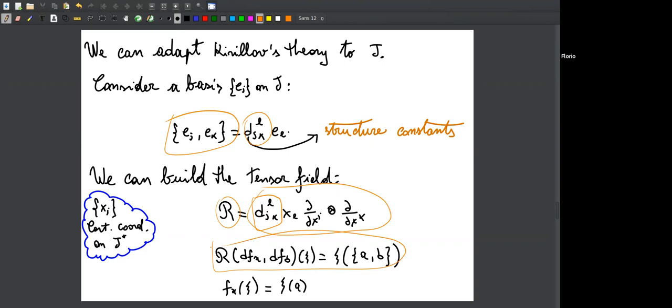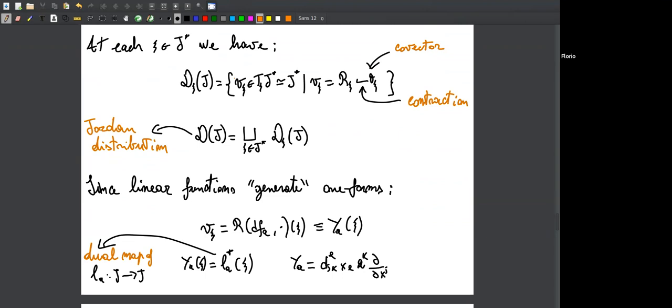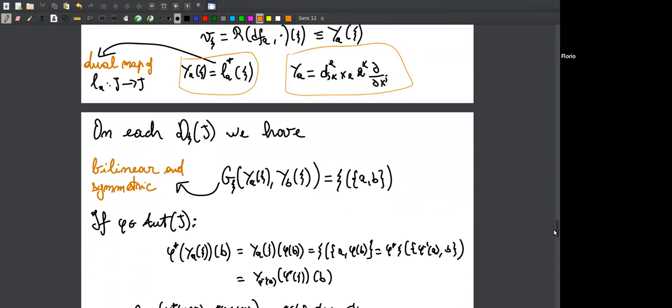And well, the tensor acts like this. So we can do everything that we did before. We can introduce the equivalent of the xi spaces, but now with J, these are just vector subspaces of the dual of the tangent space, which are obtained by contraction of the tensor that we have with these covectors. We obtain what we call the Jordan distributions. And this Jordan distribution is generated by these vector fields, which are just this linear vector field here. These are the Jordan counterpart of the Hamiltonian vector fields in the Kirillov theory, in the Lie algebra case. But the point is that now the commutator of these vector fields is no longer closed.